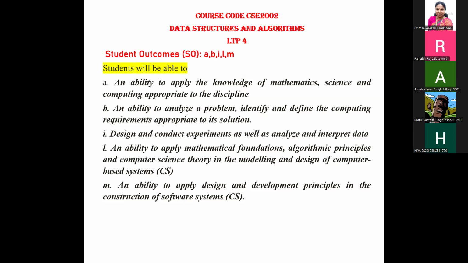So what kind of outcomes will the students get after studying this subject? There are five student outcomes. If you give some input, the student should produce some expected skills or knowledge. The first is an ability to apply the knowledge of mathematics, science, and computing appropriate to the discipline.